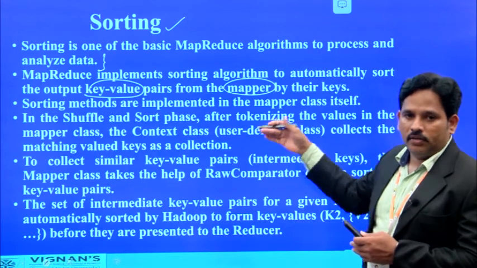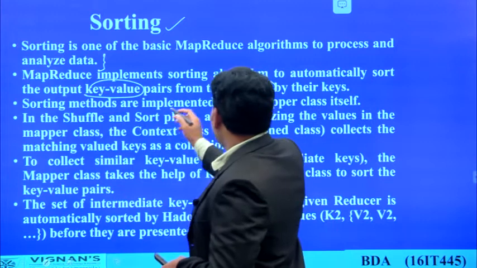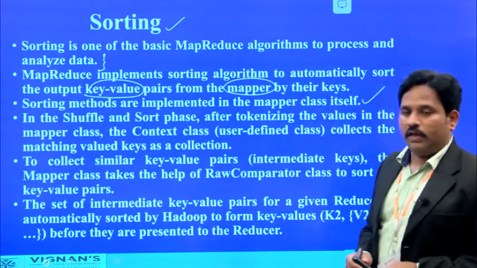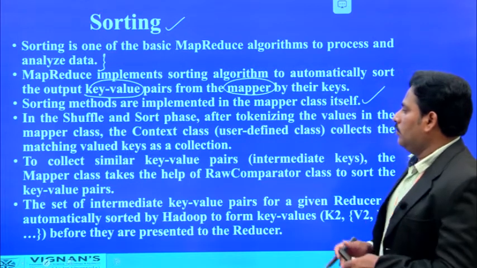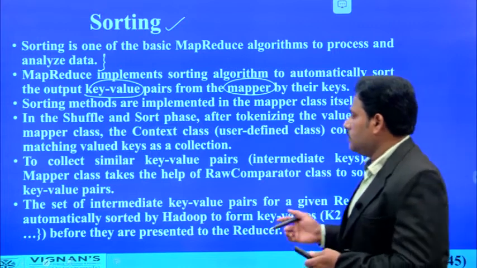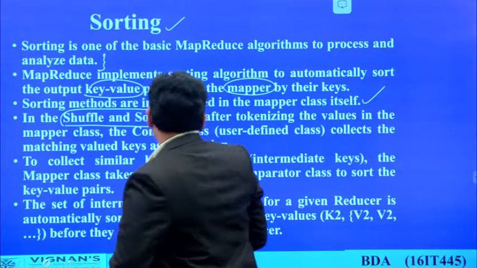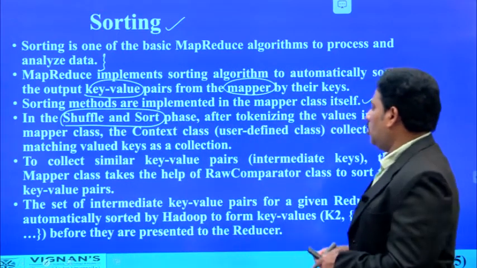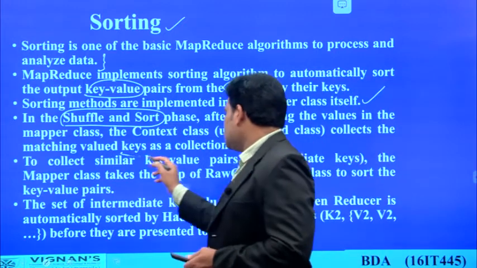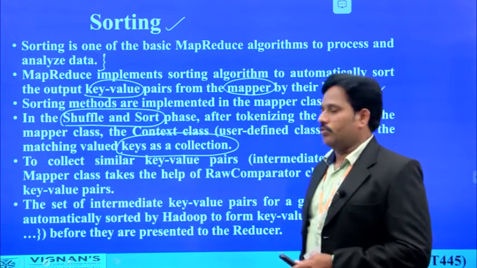That means we are moving into the reducer block. Sorting methods are implemented in the mapper class itself, so within the mapper we can also implement sorting. Along with sorting we can also go for shuffling, so it is a combination of both. The shuffle and sorting phase is applied on each and every key value data which has been collected during the process of data processing.